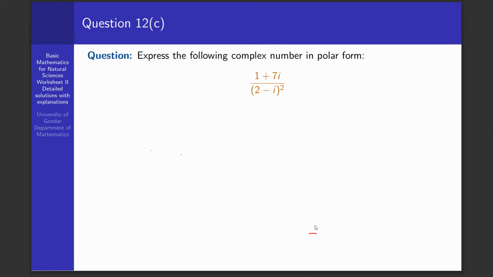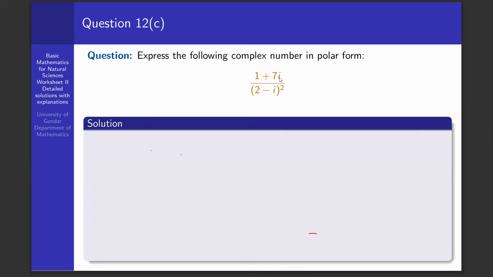Next one is: express the following complex number in polar form. Again, it's the same, but with a little modification of complexity here because of the existence of this one, that simply the square is just the denominator. So as usual, first let us simplify this expression, or this complex number, in standard form.